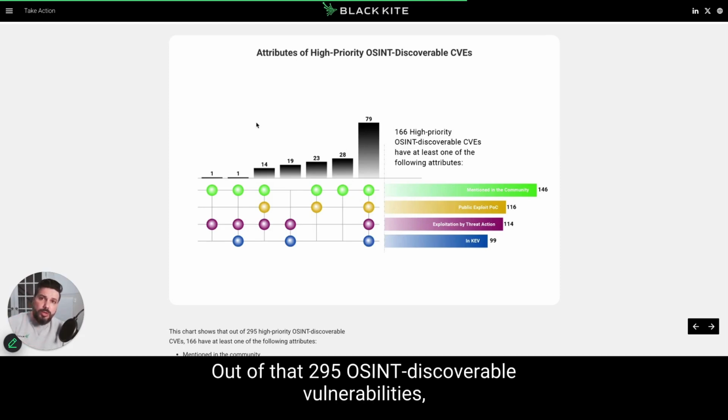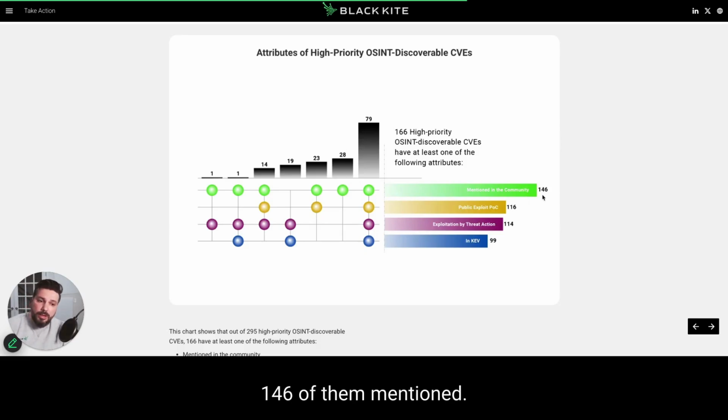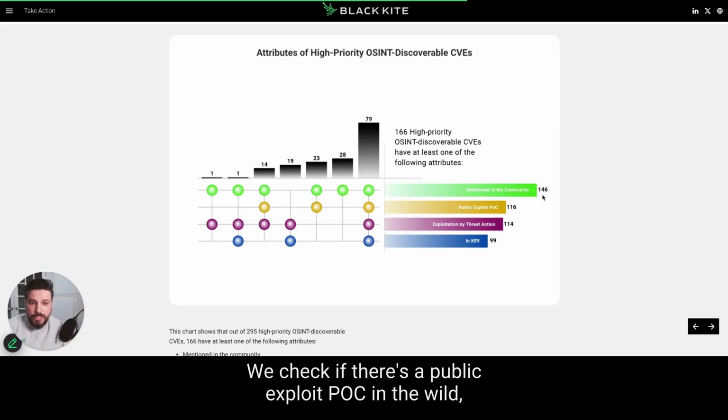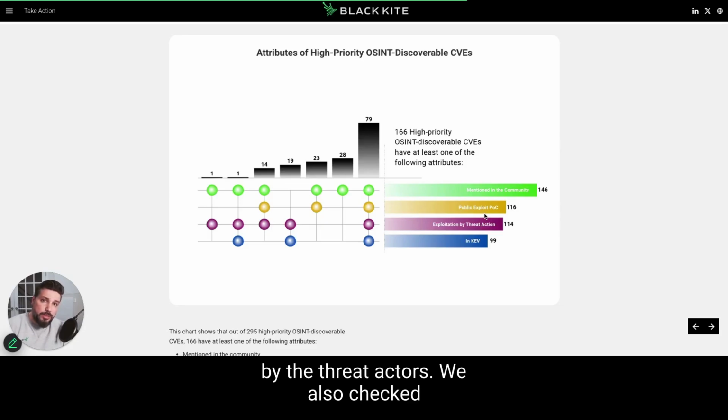Out of that 295 OSINT discoverable vulnerabilities, we checked if they are mentioned in the cybersecurity community or not. 146 of them were mentioned. We check if there's a public exploit POC in the wild, even though there is no active confirmed exploitation of the vulnerabilities by the threat actors. We also checked active exploitation by the threat actors.